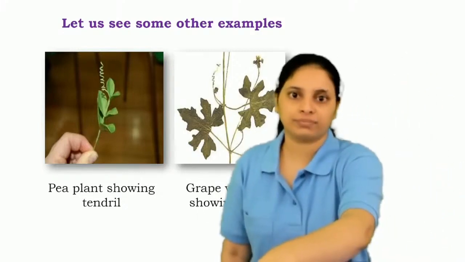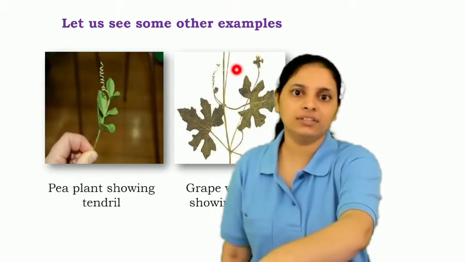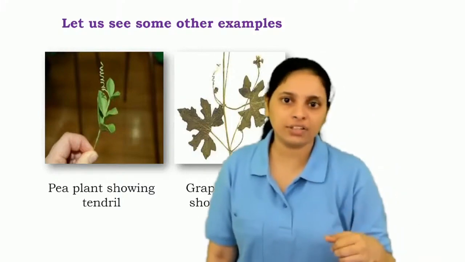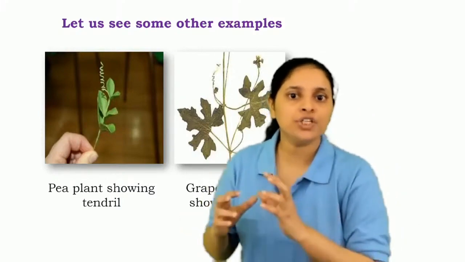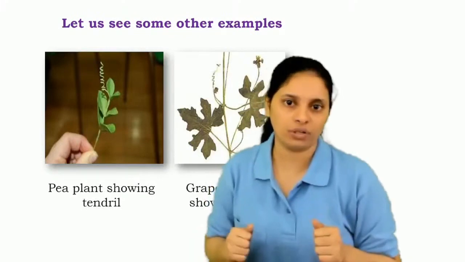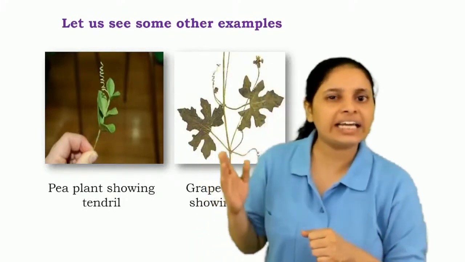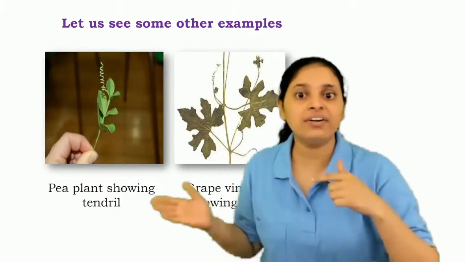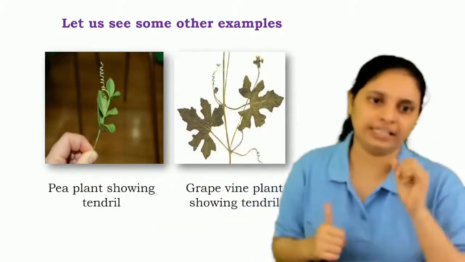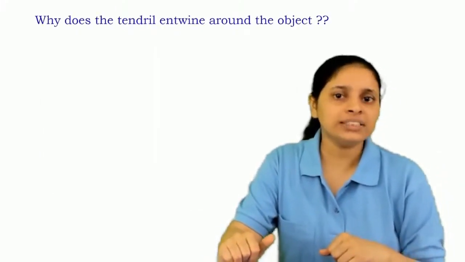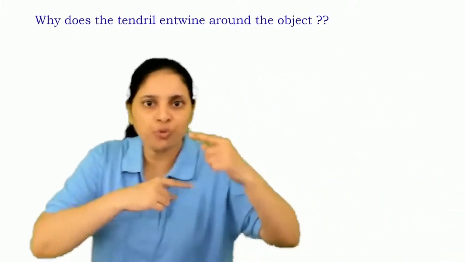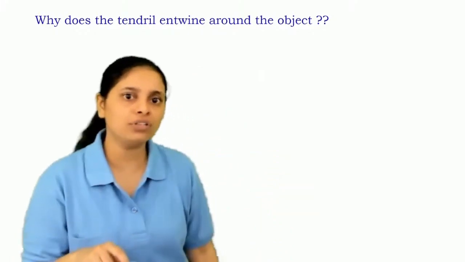See this. Can you see here? ये देखो, ये भी एक tendril है. Coiled, thin, delicate structures which help the plants to cling and to get support, right? Yes, as they have very delicate stem, they need support. So this coil structure, tendril, will help in the clinging. Okay, so let's see one by one. Let's try to understand why does the tendril entwine, that means twist or wind around the object.